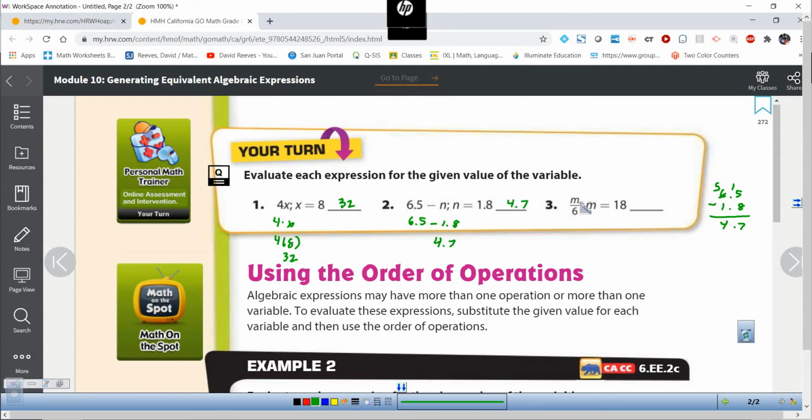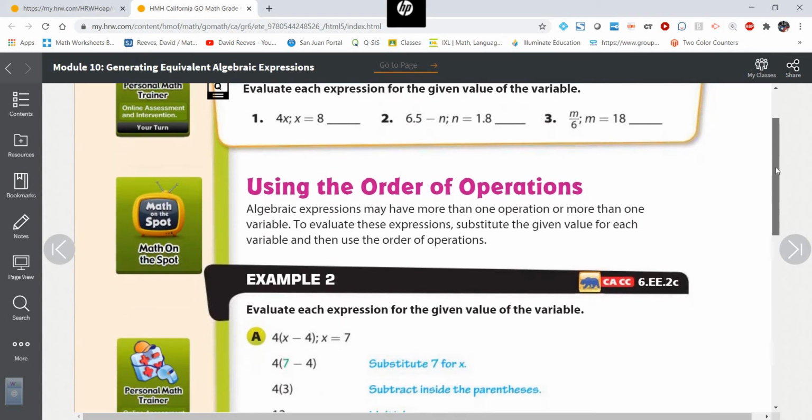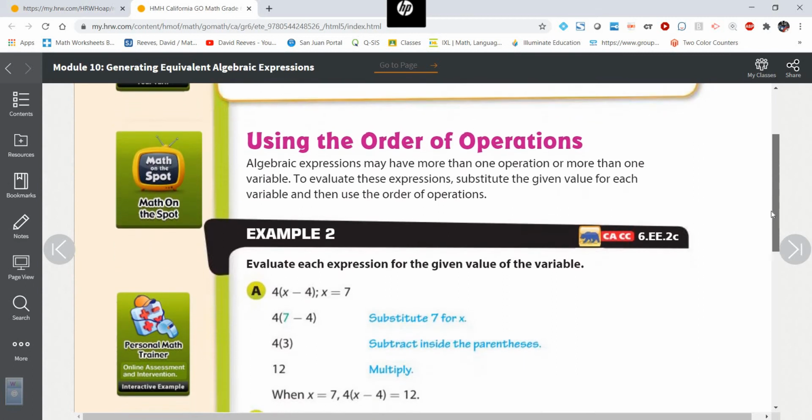Finally, last one here, m divided by 6 when m is 18. I get 18 divided by 6, and 18 divided by 6 is 3. So the algebraic expression m divided by 6 when m is 18 is equal to 3. Now, each of these algebraic expressions only had one operation. But what if an algebraic expression has more than one operation? Then you must use order of operations.